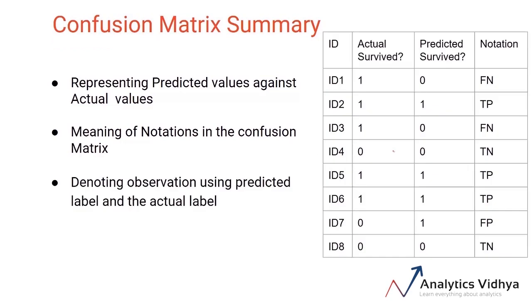In this video, we also learned how to denote each observation on the predicted label and the actual label, and how to fill the confusion matrix using these notations. In the upcoming videos, we'll be using this confusion matrix to derive various other evaluation metrics which are popularly used to evaluate our model's performance.